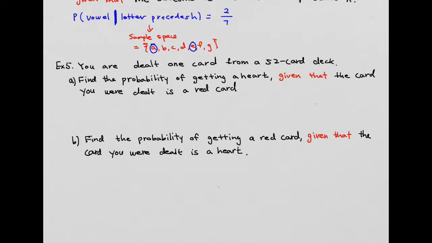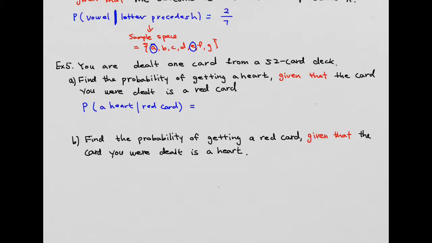Let's look at one more. You are dealt 1 card from 52 cards. Find the probability of getting a heart. So again, we're looking for the probability of getting a heart, given that it is a red card.